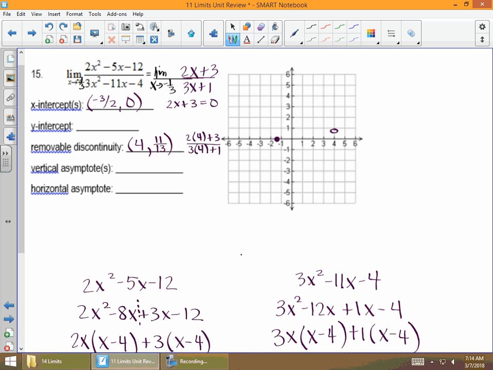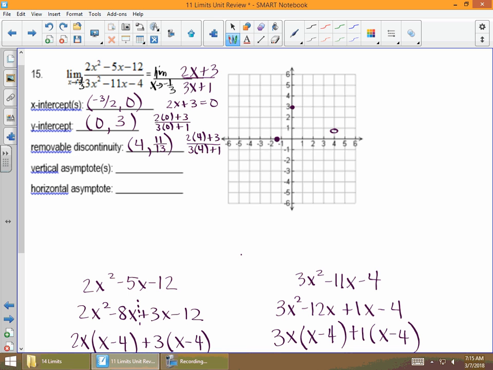All right, looking good. The y-intercept is what we get when we put zeros in for our x's. So 2 times 0 plus 3 over 3 times 0 plus 1. So my y-intercept is going to be 0, 3. 3 over 1. This is giving us a really good picture. We've got some really nice points with this one.